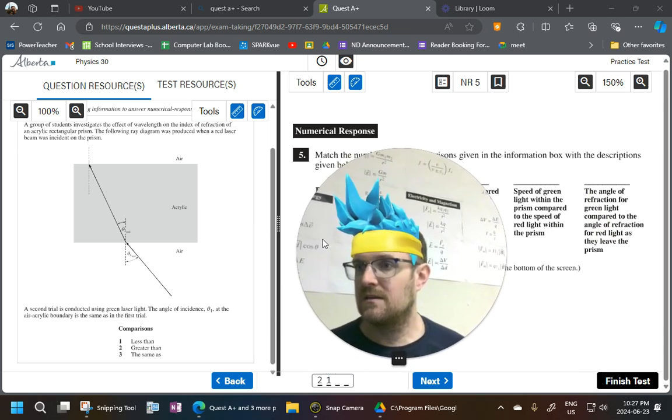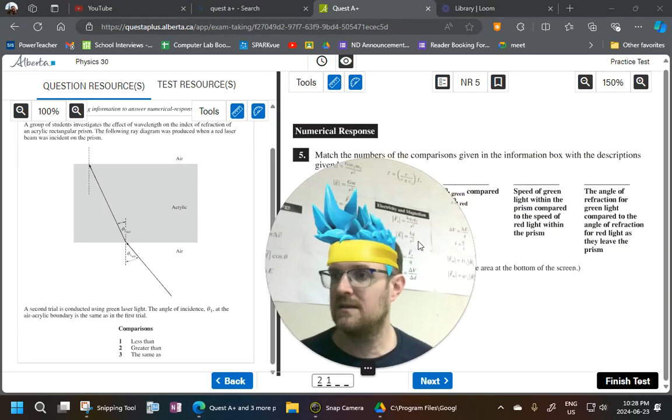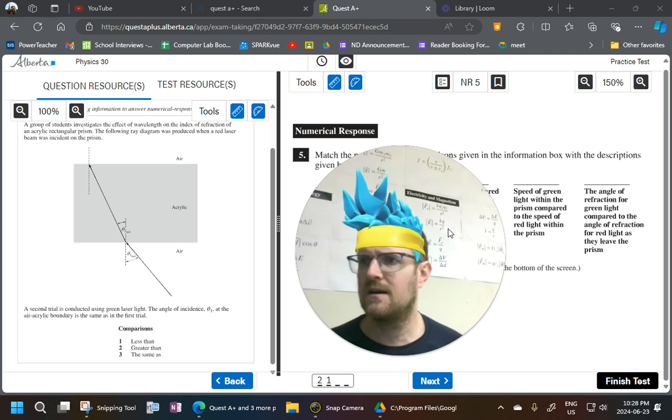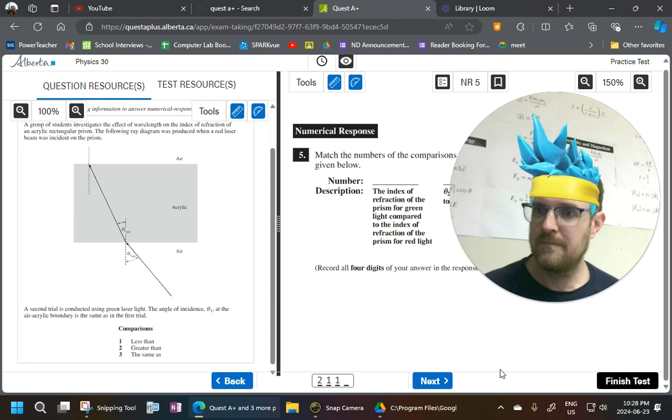The speed is going to be less than because it has to slow down more to get that extra bend. Okay, that's the only way I can really describe it. It's hard to do. Okay, so it's less than, so it's another 1. So let's put a 1 here.